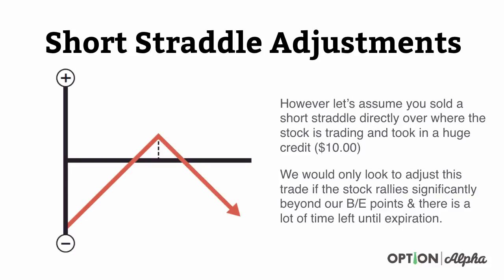So if the stock is still moving within a $10 range up or down, you're not really going to adjust the short straddle. You're still going to play the volatility assumptions and bets that we have on lower volatility. You're still going to play that. But if the stock really starts moving beyond our break-even points, or significantly outside of our break-even points, and there's a lot of time left, then we can start making adjustments.